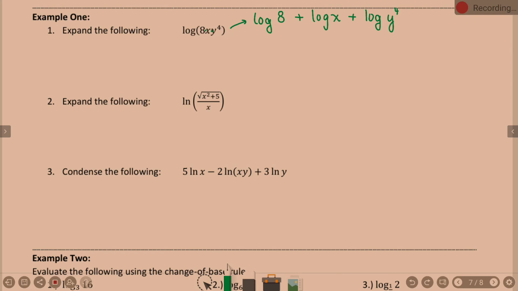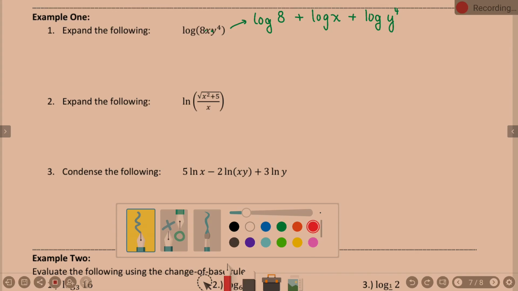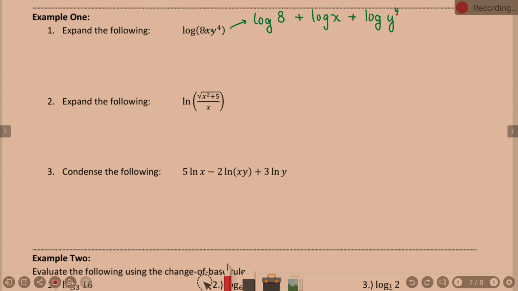Can you put the 4 at the beginning of the log? Okay. So, we have a power here, yes? What's our power rule say we can do to the 4? You can move it out front of this log.